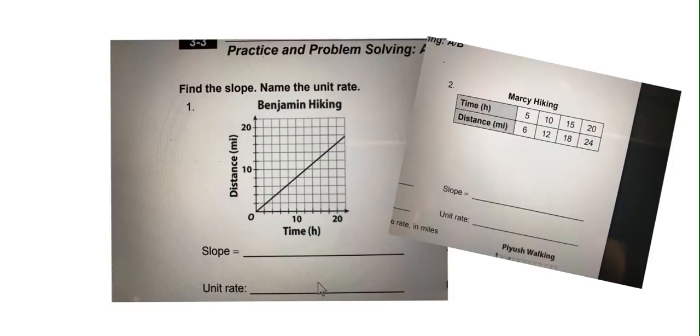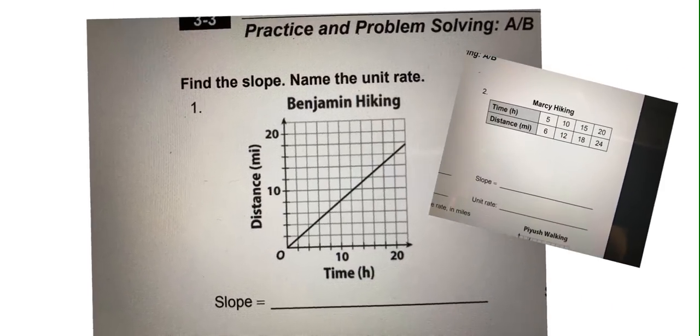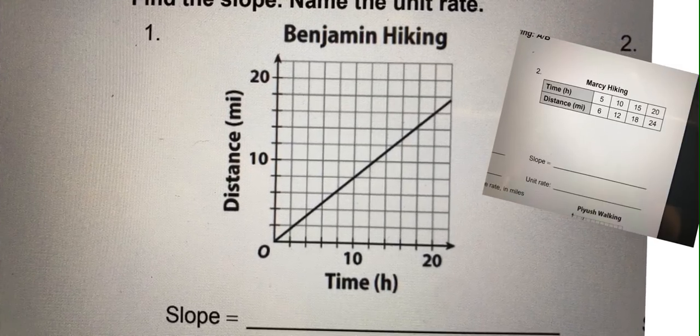Okay, so we're going to take a look at two problems here. We're going to compare Marcy hiking and Benjamin hiking. Marcy's hiking is shown in a table right here, but Benjamin's hiking is shown in a graph. So we need to find our slope from this graph.